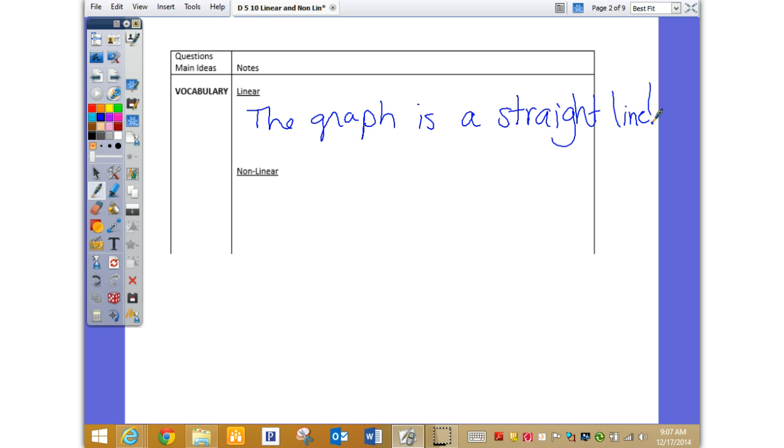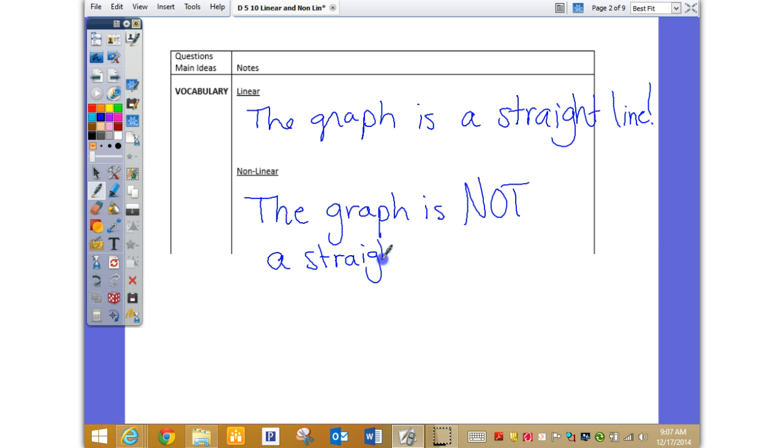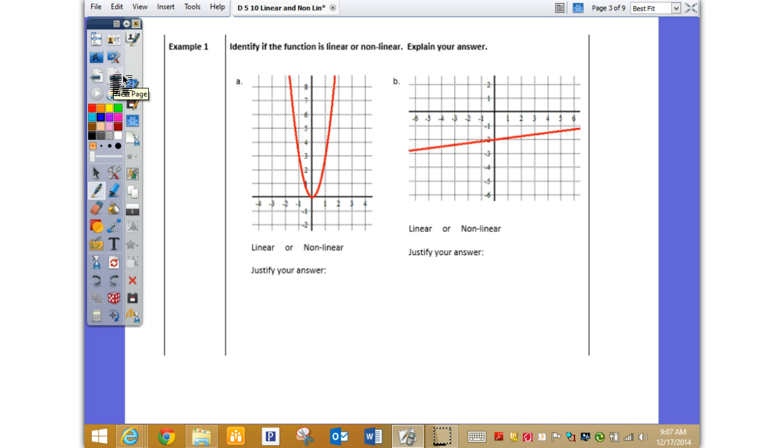So obviously then, what is nonlinear? The graph is not a straight line. Easy as that. Linear, nonlinear. Looking at these graphs, it says identify if the function is linear or nonlinear and explain your answer.